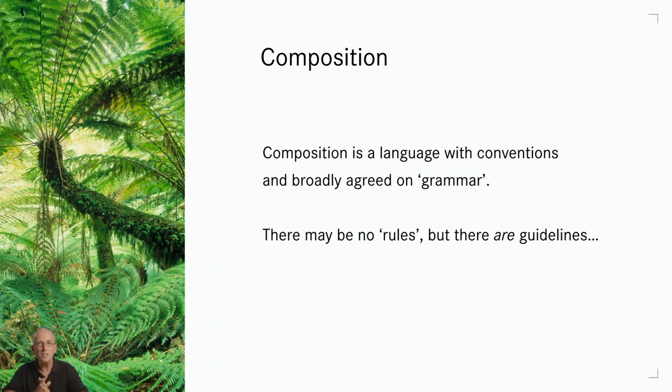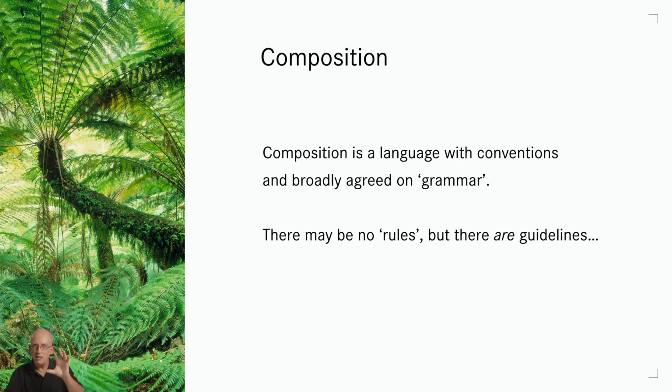So composition is a language with conventions and a broadly agreed upon grammar. This is very, very true. For instance, and I'll have more to say about this in a sec, something that's plumb in the middle of the frame broadly is communicating static, stable. Something that's way off center is unstable because it might be unbalancing the picture, and that's a bit more dynamic. There may be some movement implied in that, and so on.